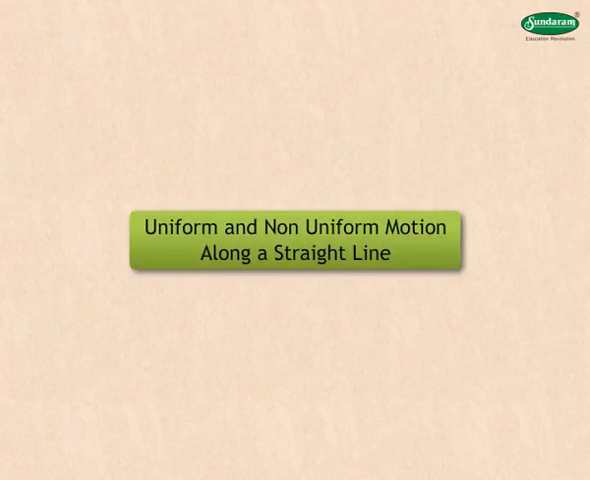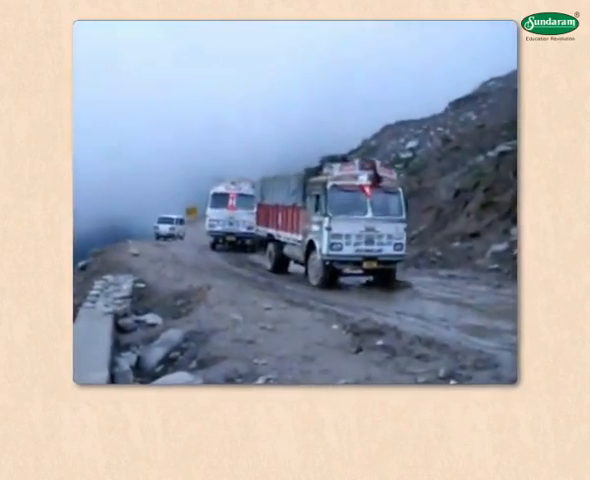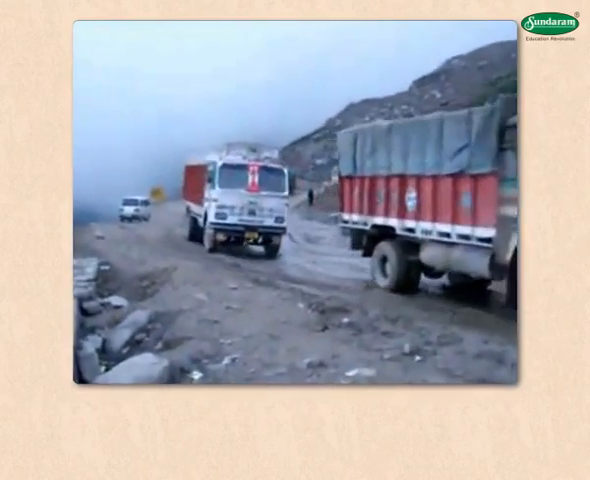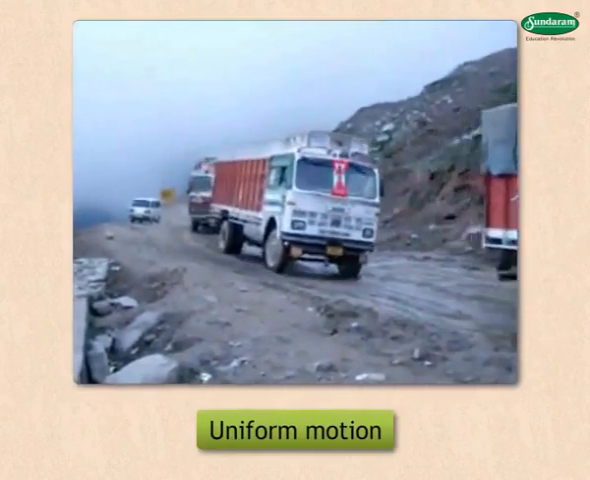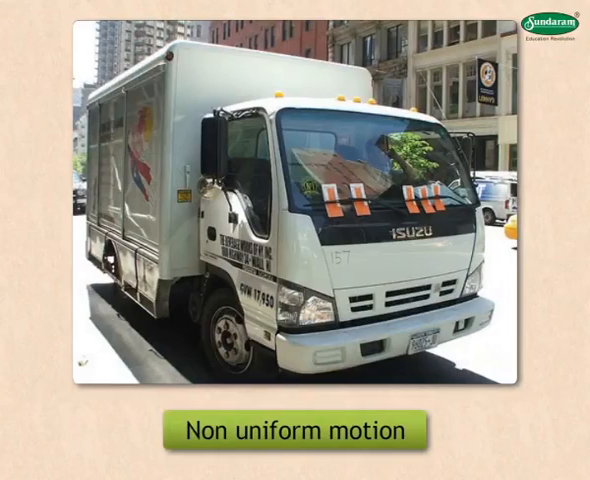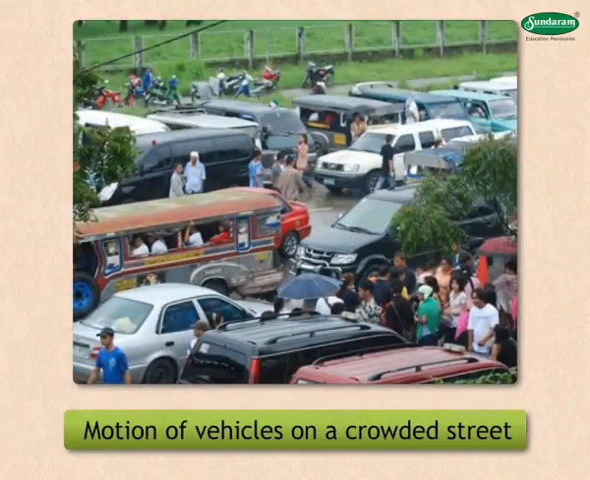Uniform and non-uniform motion along a straight line. The motion in which the object covers equal distances in equal intervals of time is uniform motion. The motion in which the object covers unequal distances in equal intervals of time is non-uniform motion. Example, motion of vehicles on a crowded street.